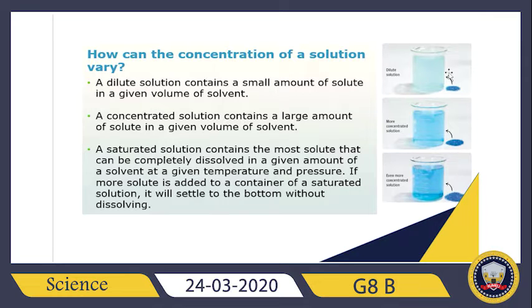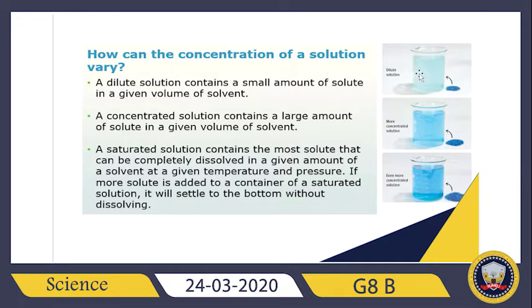As you can see, guys, in this photo we have three beakers, and the amount of water in this beaker is equal to the amount of water in the other beakers. So the amount of solvent that we are using is equal. What about the amount of solute? The amount of solute will change. For example, in the first beaker the amount of solute is small, and then we will increase it gradually as we go down.